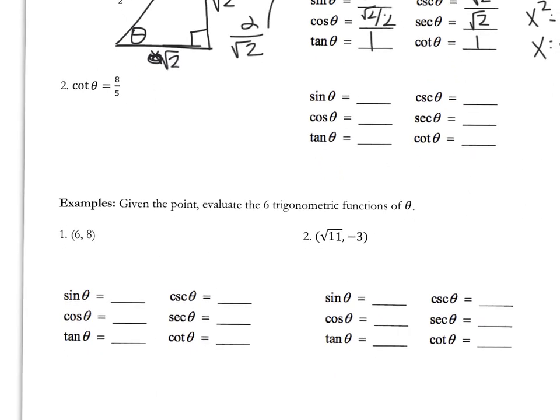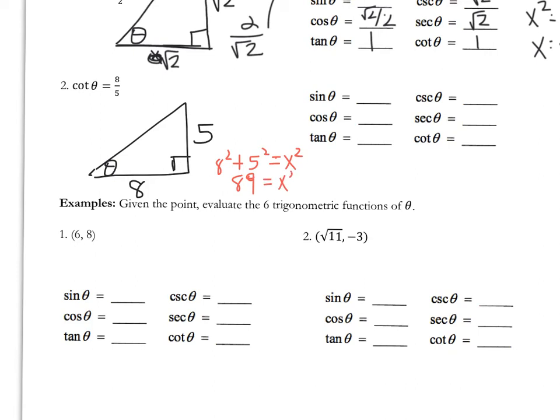It says cotangent of theta is 8 over 5. So draw a right triangle. Put theta wherever you want. I always put it down there. It makes my life easier. Tangent is opposite over adjacent, so cotangent is adjacent over opposite. So 8 is adjacent and 5 is opposite. Now I'm going to do the exact same thing to get my hypotenuse. a squared plus b squared equals c squared. So I have 64 plus 25 equals x squared, 89. The square root of 89 is my hypotenuse.